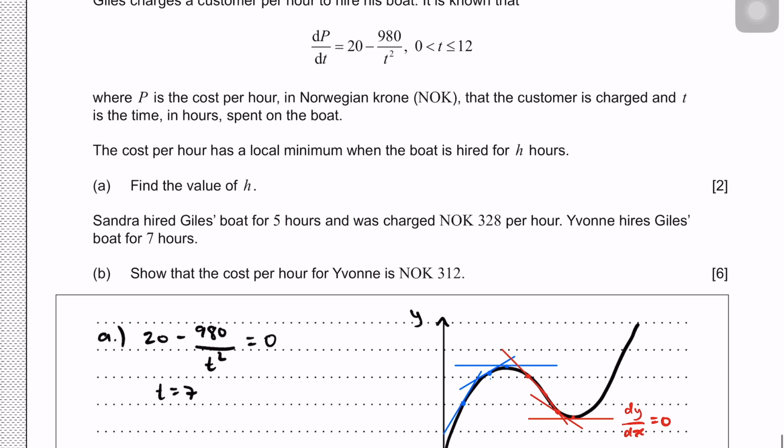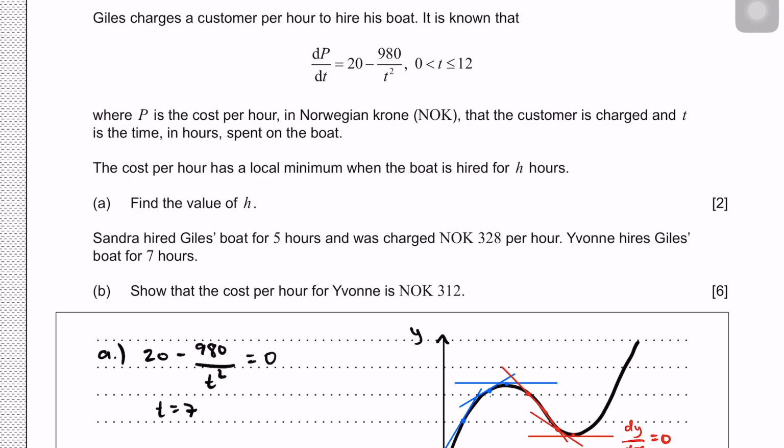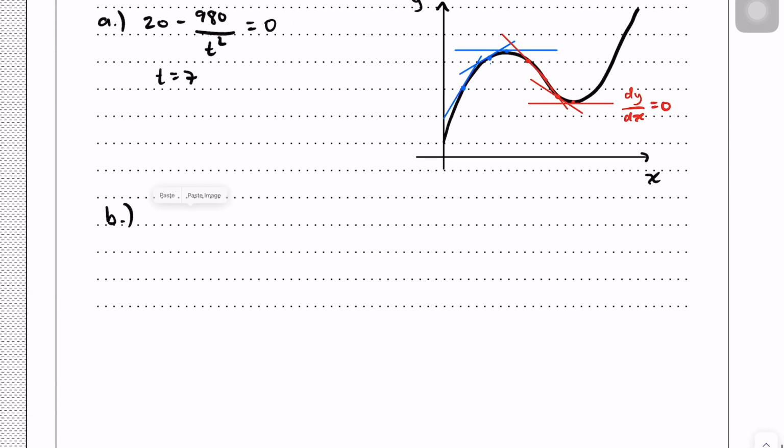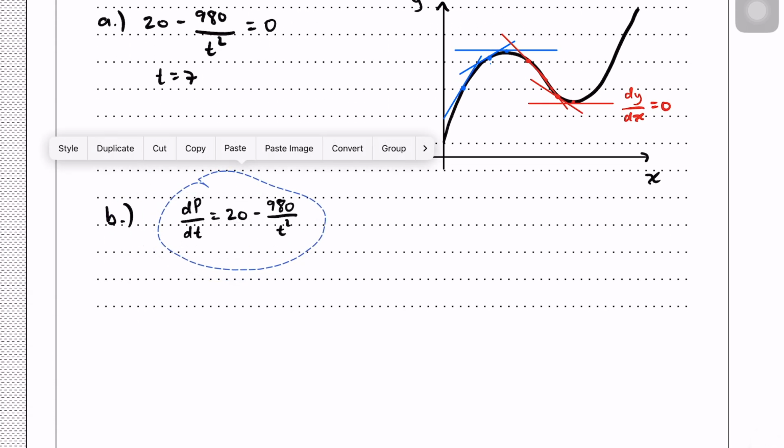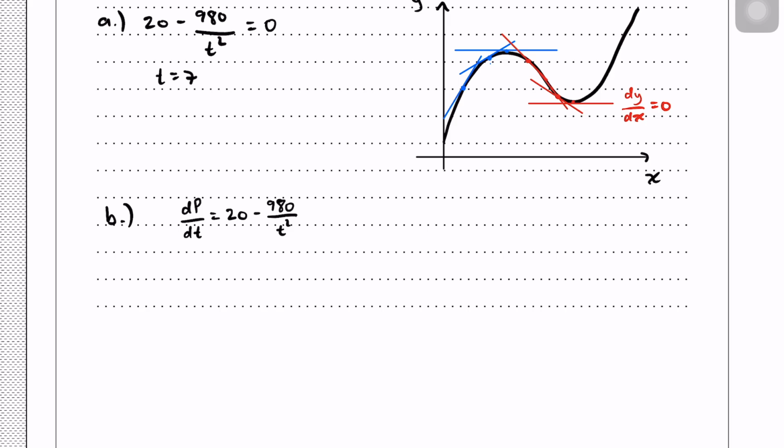So let's go and write this out. Here's our derivative function, 20 minus 980 over t squared. I want to grab this and we'll just make some room down here. Okay, so we have the derivative, but we want to find the original function, just in terms of P and t. So what can we do? We're going to need to use anti-differentiation.